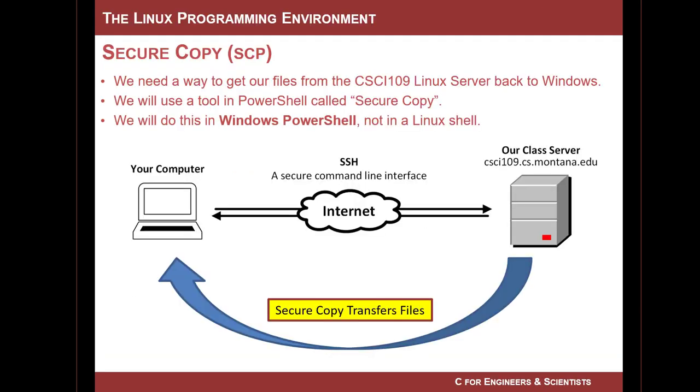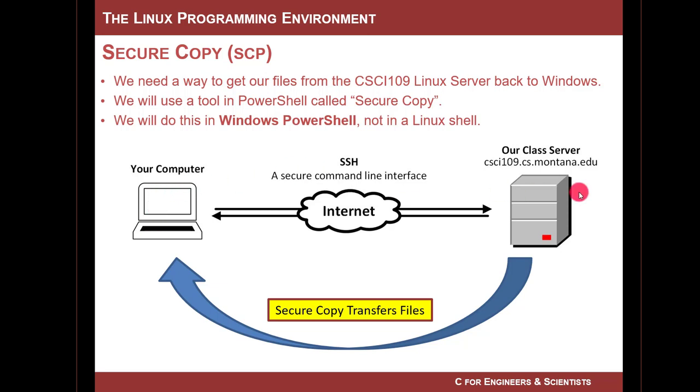Okay, so if you remember in this class, what we are doing is we are using a Linux server called csci109.cs.montana.edu as the place where we are going to create and edit our C programming files. We're going to compile them on this server, and we're going to run them on the server. And we're going to do that from a different computer, usually your own Windows machine.